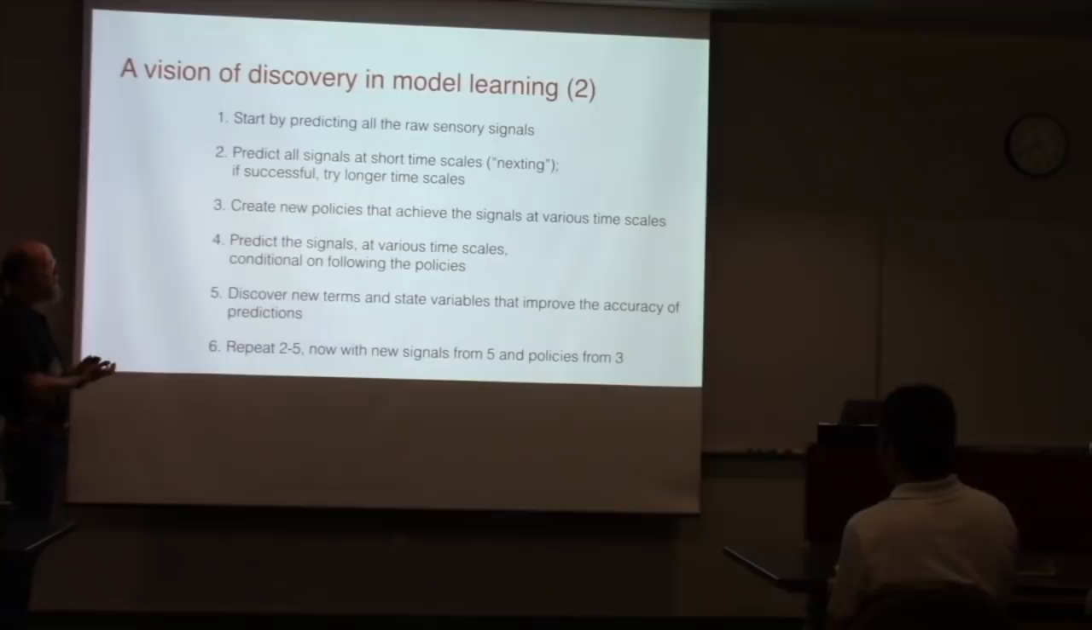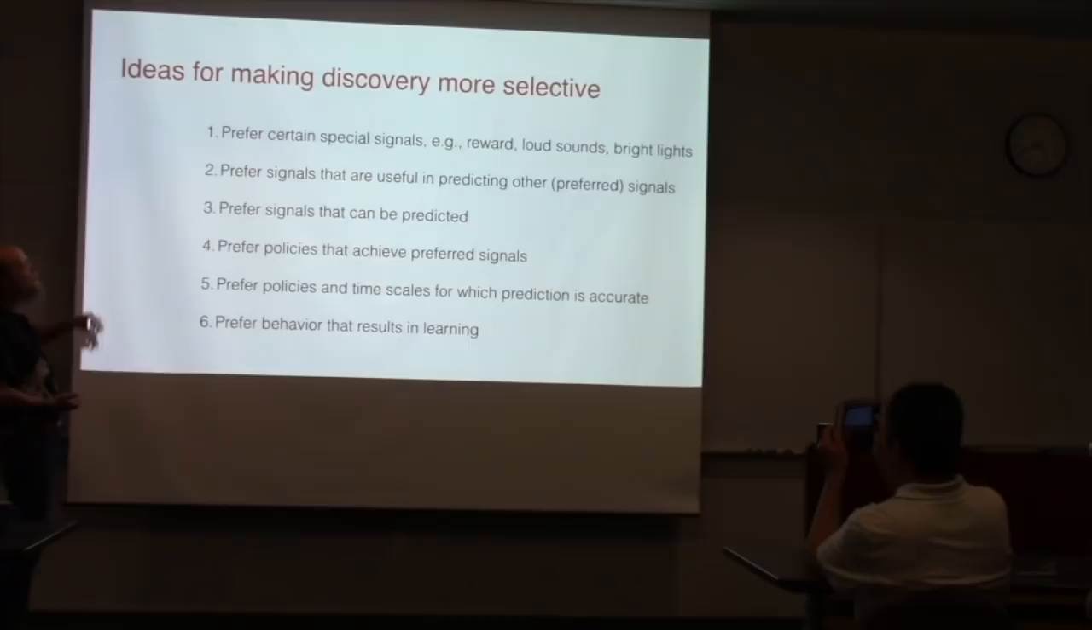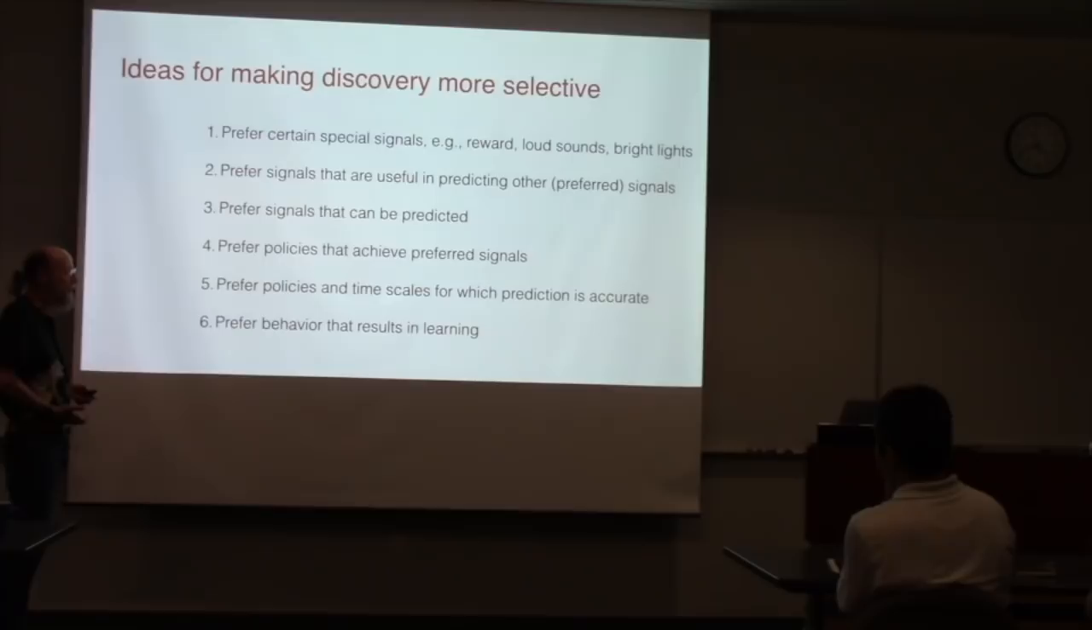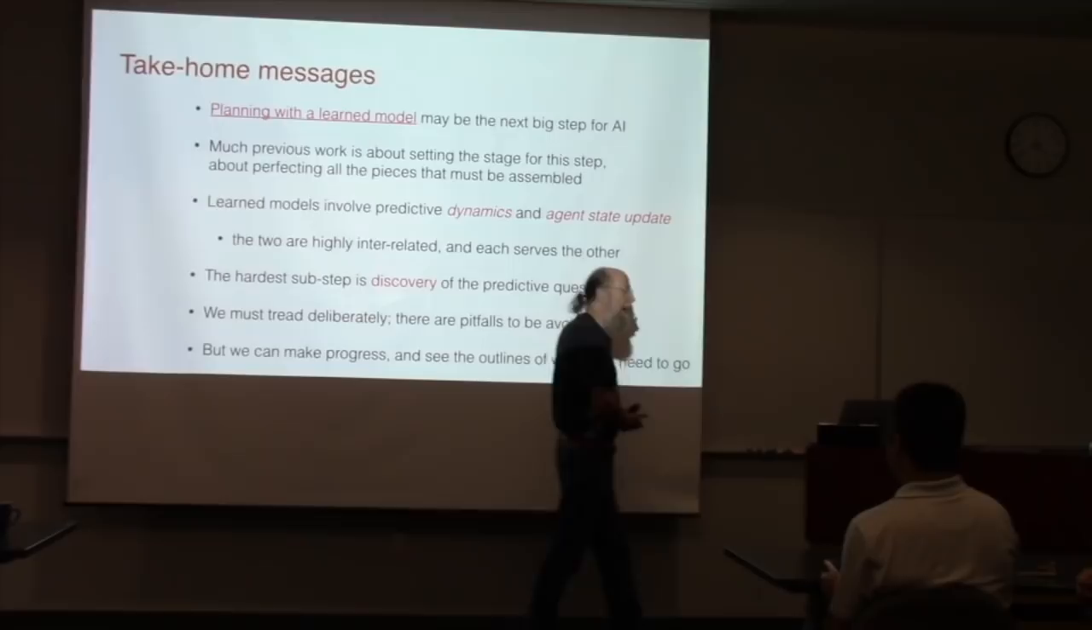And you have more and more to do, and you can order it to make things manageable, because it's an infinite amount to learn. There are various heuristics for trying to order what you learn. Okay, so my take-home messages are, number one, the idea that planning with a learned model may be the next big step for AI.